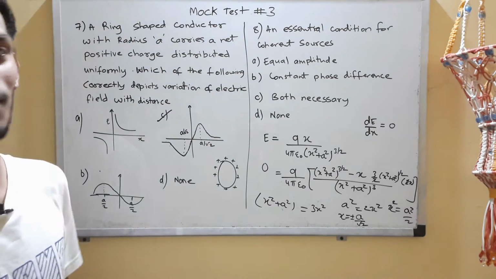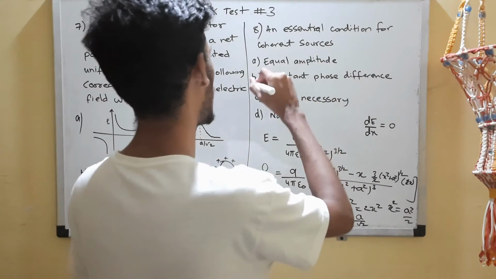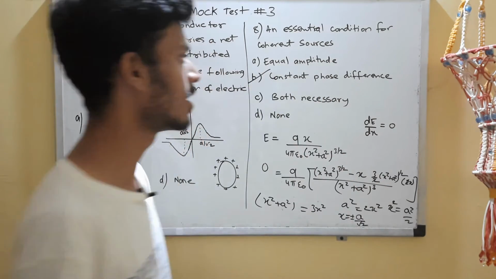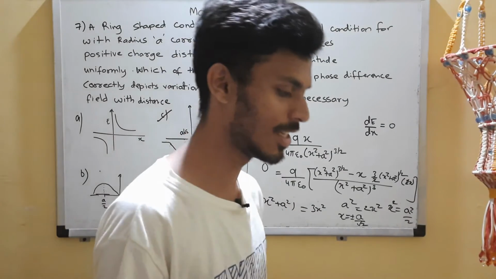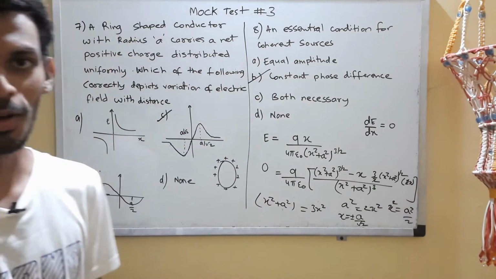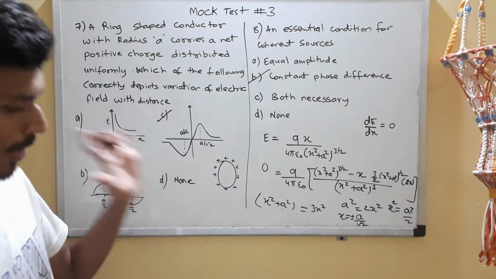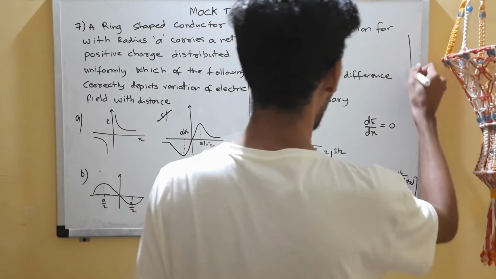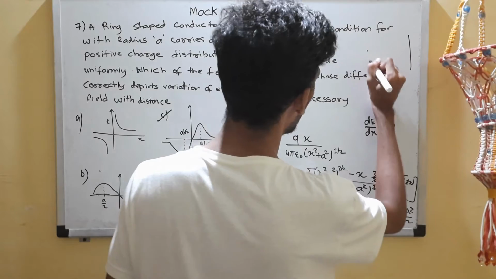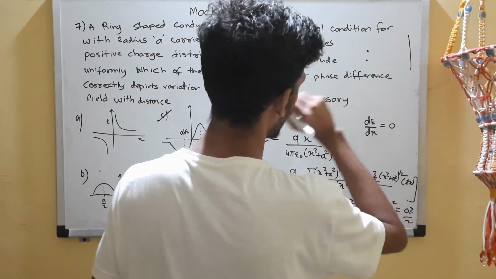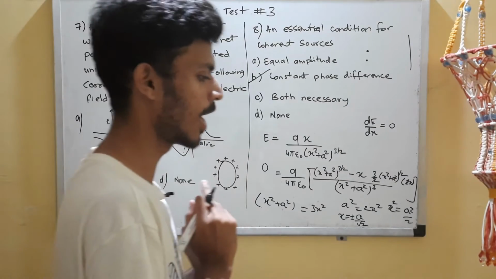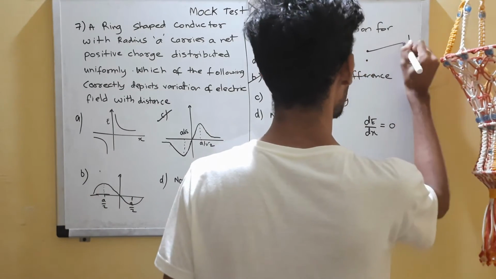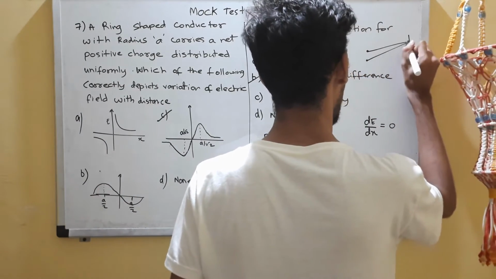This comes by definition: two sources are coherent if they have a constant phase difference between them, right? This is the most necessary condition for coherence. Or you can picture it this way: if you have a screen, and suppose we have two normal sources, and we don't know if they are coherent or not, and we have these rays meeting at this point.